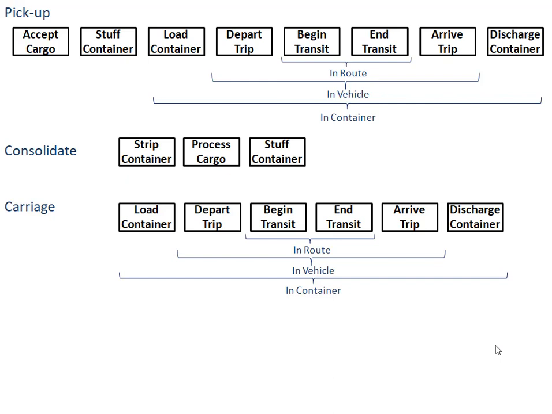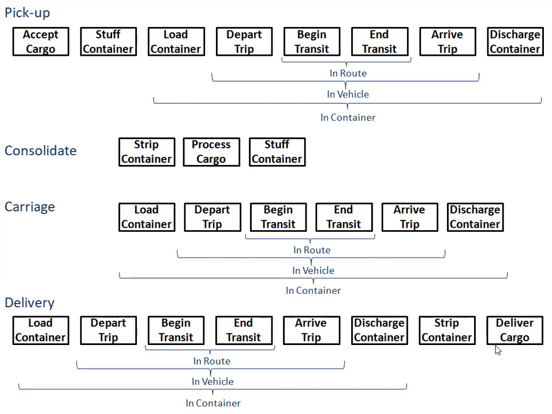We also have to do the actual carriage, the actual put it on a vessel, take it to Europe and unload it kind of problem. The thing we do with our bread and butter, put it on a train in Jacksonville, get it off a train in Elizabeth, New Jersey. So the actual carriage of the container from place to place is something that we do. And that's loading the container, departing on the trip, doing the transit, arriving, and then discharging the container. So again, in route, in vehicle, in container is part of the carriage process. But the big part of what we do is contract of carriage, which is moving containers around the world.